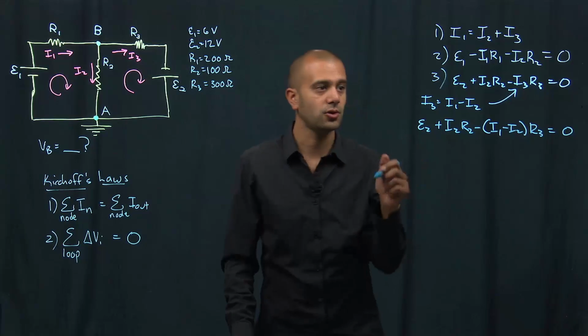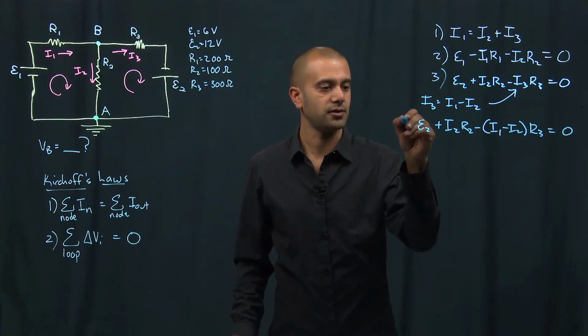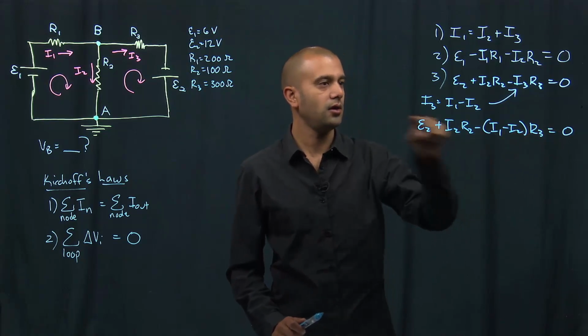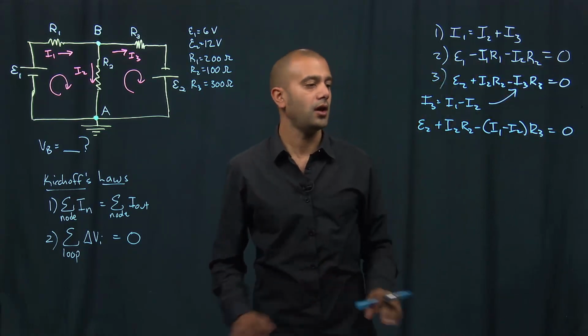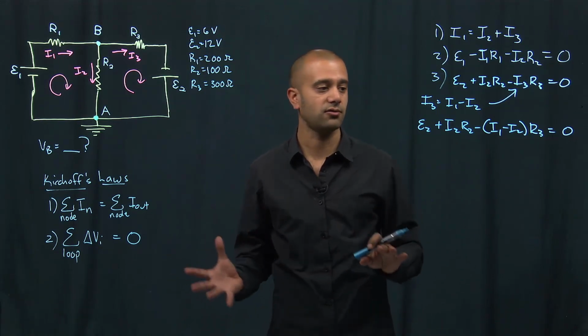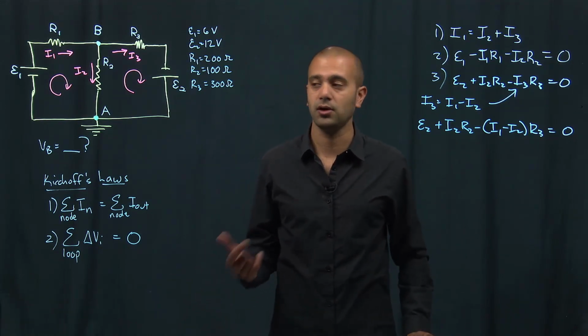Okay, so now we have two equations. Let me just rewrite this as 3. So we have this equation number 3, and then this equation number 2. And we have two unknown variables here, which are I1 and I2, so we have to solve for one of those. Which one should we solve for?